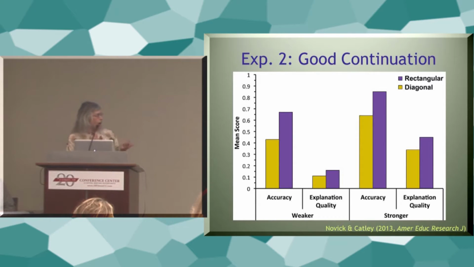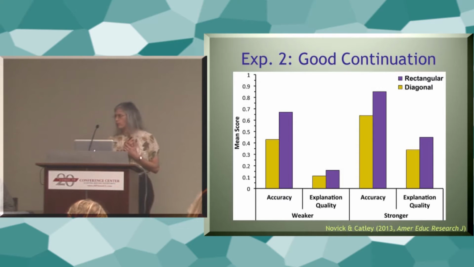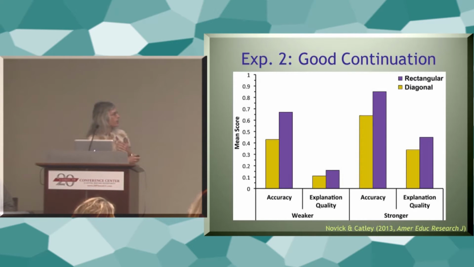Okay, so the results are shown here. These are average scores for both accuracy and explanation quality, and you can see whether we look at the students with weaker backgrounds who are on the left or students with stronger backgrounds in biology who are on the right, whether we look at their performance on the accuracy measure or on the explanation quality measure, students did better across the board when the evolutionary relationships were depicted in the rectangular format than when they were depicted in the diagonal format. Weaker and stronger, accuracy and explanation quality.